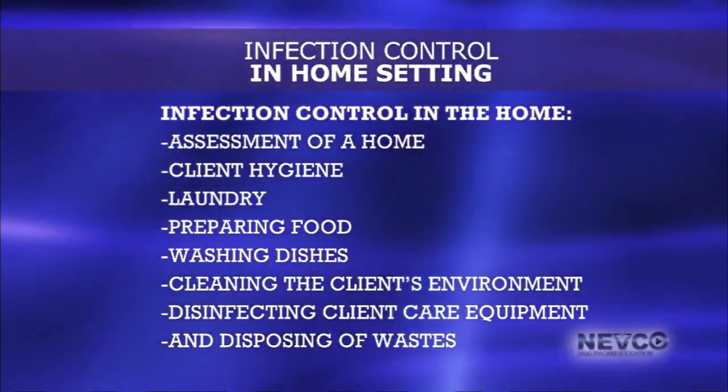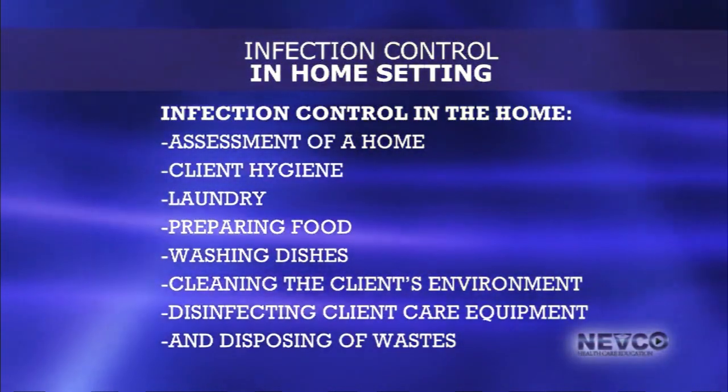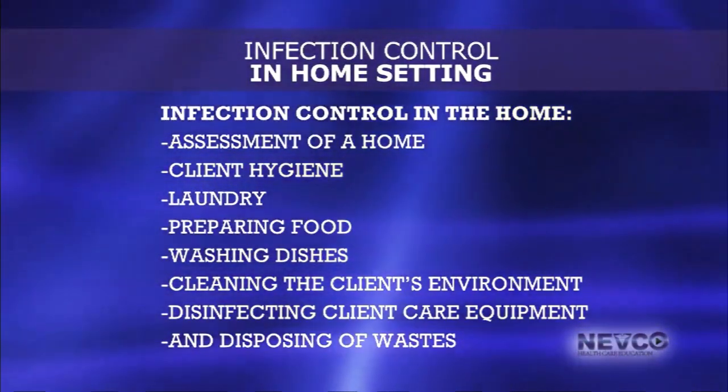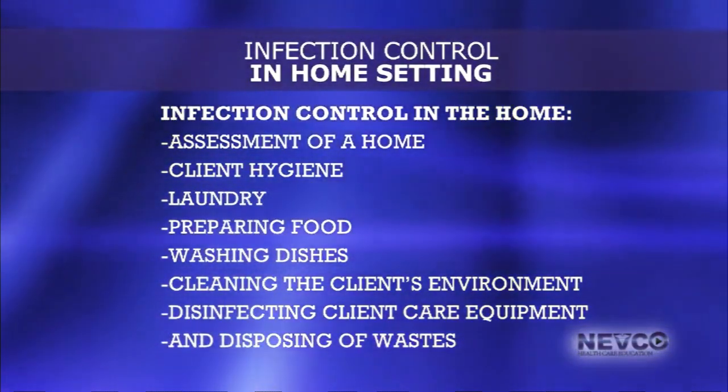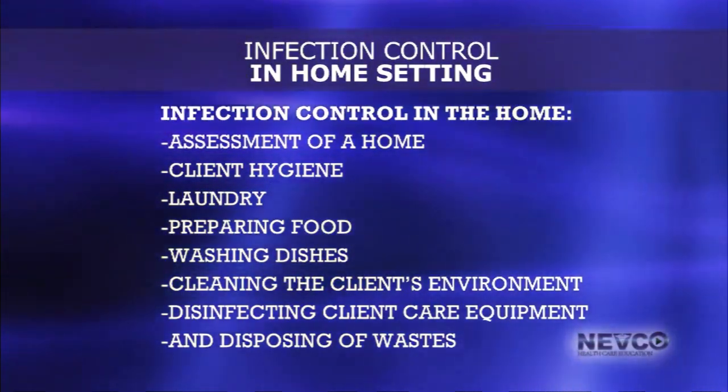Infection control in the home can be broken down into the following areas: assessment of a home, client hygiene, laundry, preparing food, washing dishes, cleaning the client's environment, disinfecting client care equipment, and disposing of wastes. We'll emphasize what you need to report to your nursing supervisor, as well as the resources your nursing supervisor will provide you with for proper infection control in the home.